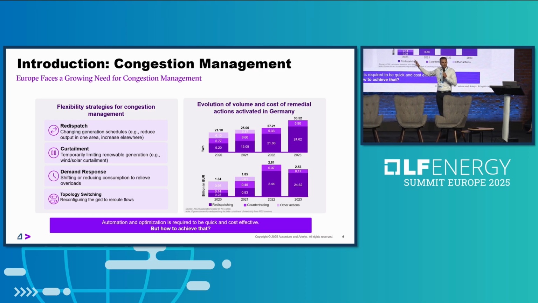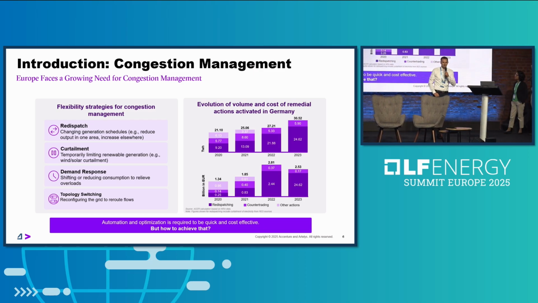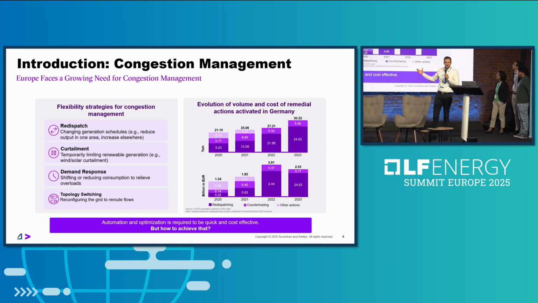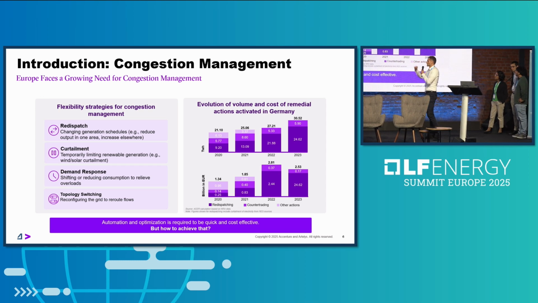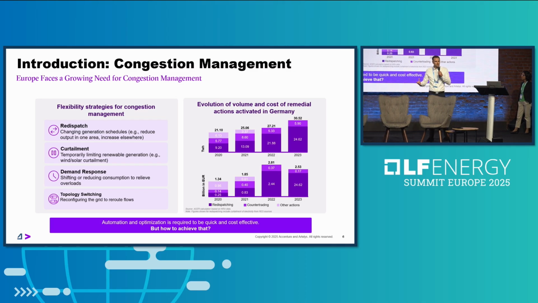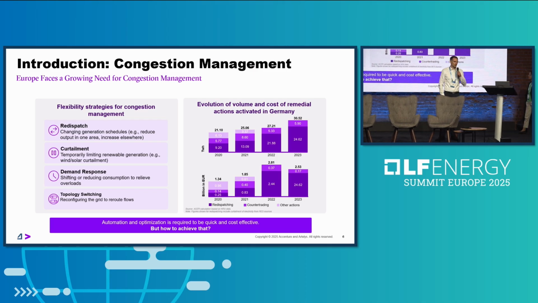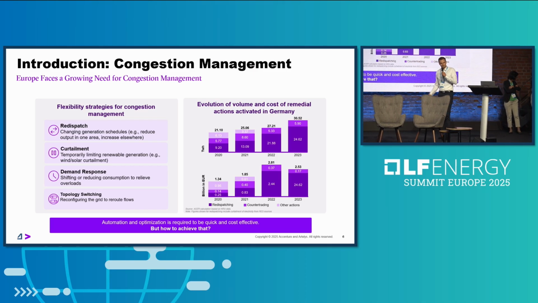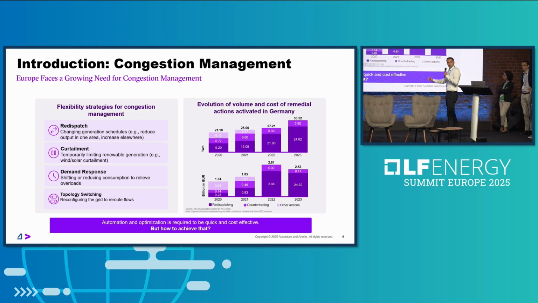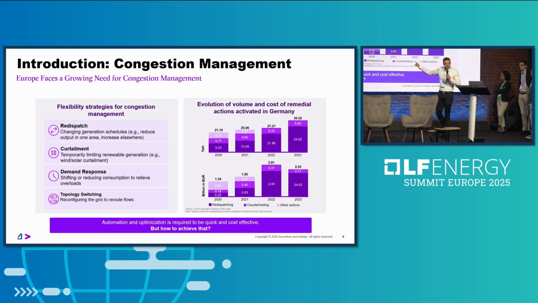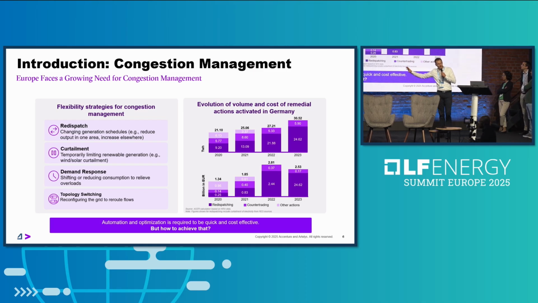So let's start with what is congestion management. There are different strategies to that. You can do redispatch, so changing generation schedules of power plants. You can do curtailment, limiting renewable generation. But you can also do demand response, topology switching, and so on. There are many more things that you can do, but these are strategies that you can utilize. And we actually see that these things are being utilized in Europe. If we take a look at the grid operators in Europe, they are using that. Here on the right-hand side, there's an example of Germany.